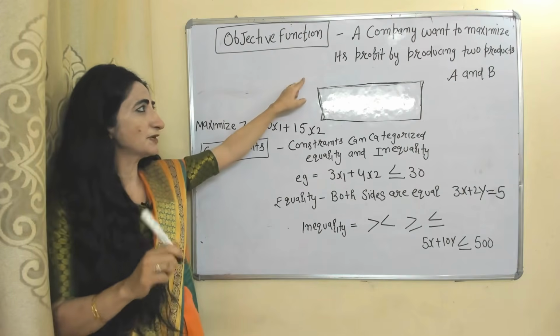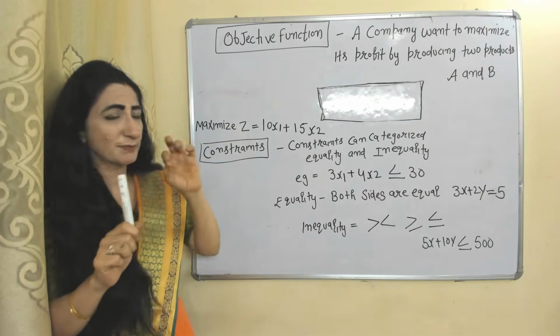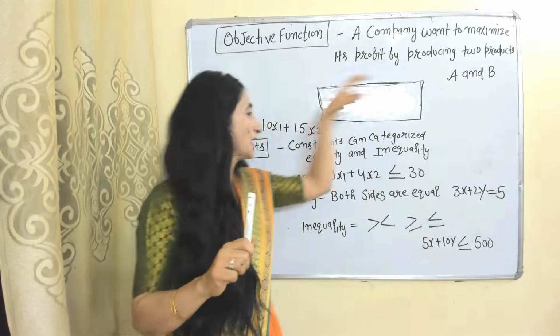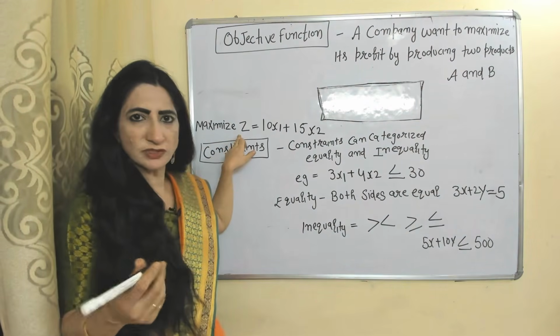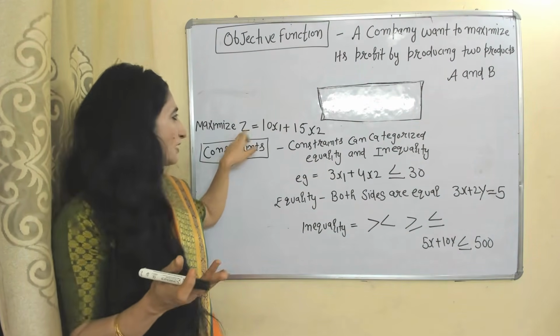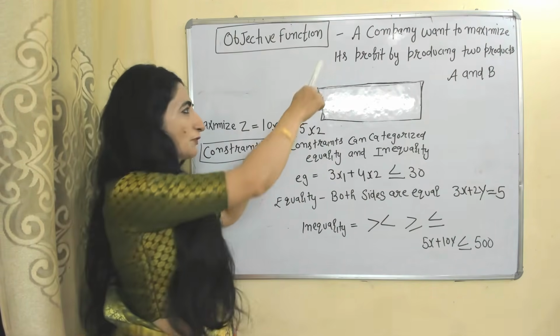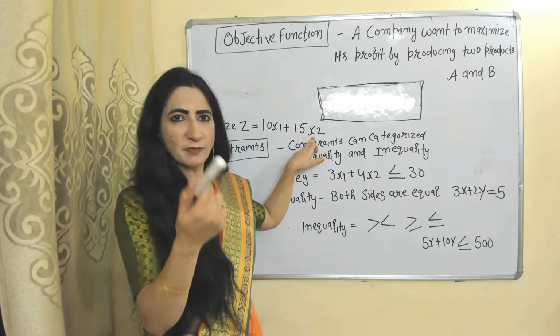For example, a company wants to maximize its profit by producing two goods, A and B, and maximize Z shows that the company wants to maximize its profit by producing x1 units of good A and x2 units of good B.